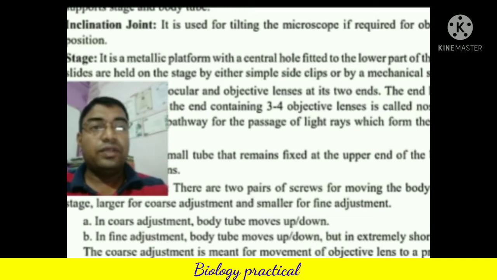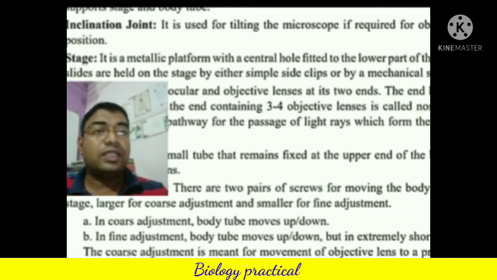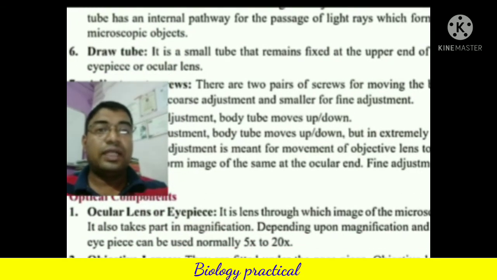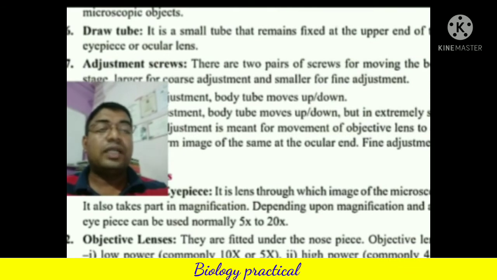Stage: the platform with a central hole fitted to the lower part of the arm. Next is the body tube, which holds the ocular, that is the optical piece, the eyepiece, and the objective lenses at both ends. There is also a draw tube that remains fixed at the upper end of the body. It holds the eyepiece or the ocular lenses.